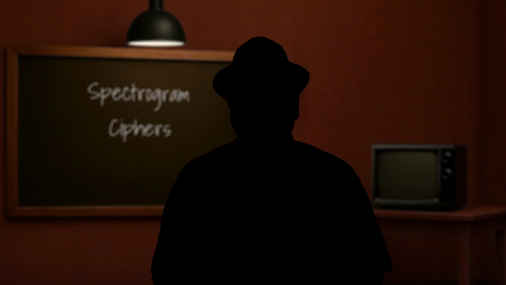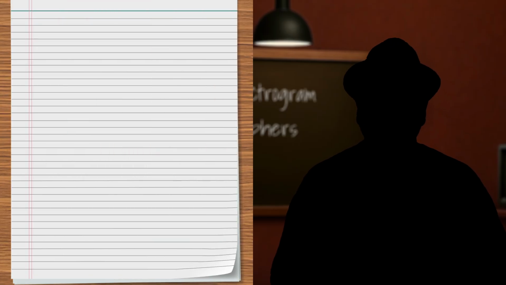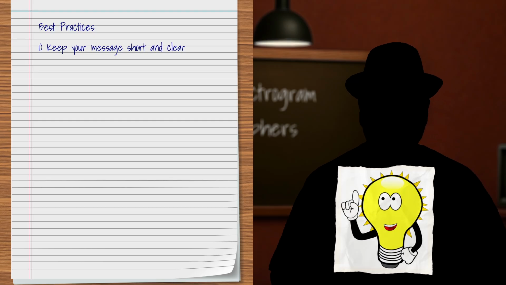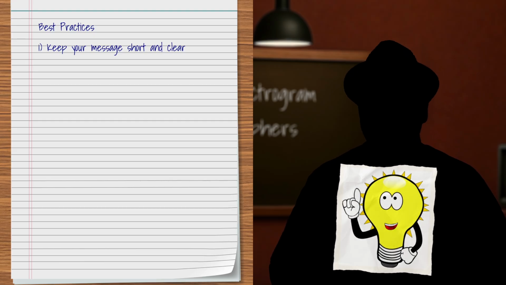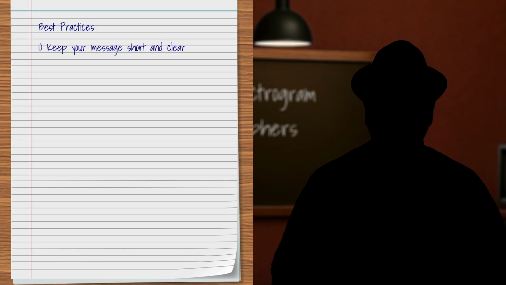Okay, if you're going to start making spectrogram ciphers, here's my short list of best practices for creators. First, keep your message short and clear. Speak slowly and enunciate. 5 to 10 seconds is the sweet spot. Long messages will work, but shorter ones reconstruct more cleanly and are more impactful.